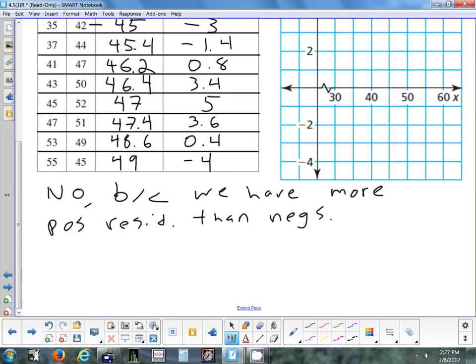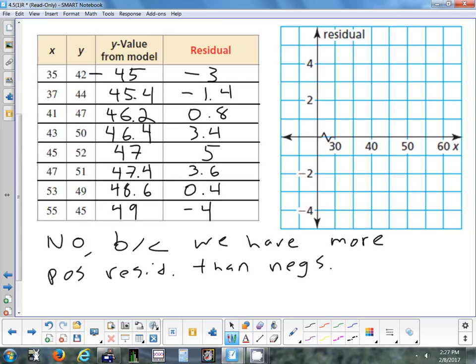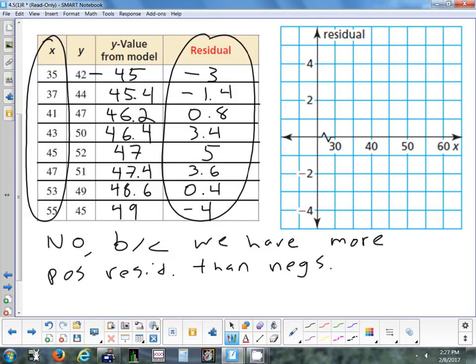Okay, I didn't graph the residuals this time, but that's okay. If I was going to graph it, what two columns do I use? Shannon? The X column, comma, the residual. That would be what you'd graph if we were going to graph. And we put that little symbol in there because we skipped a bunch of numbers between 0 and 30.